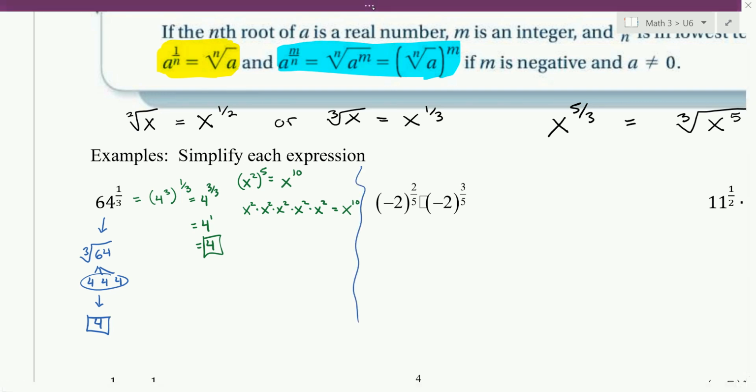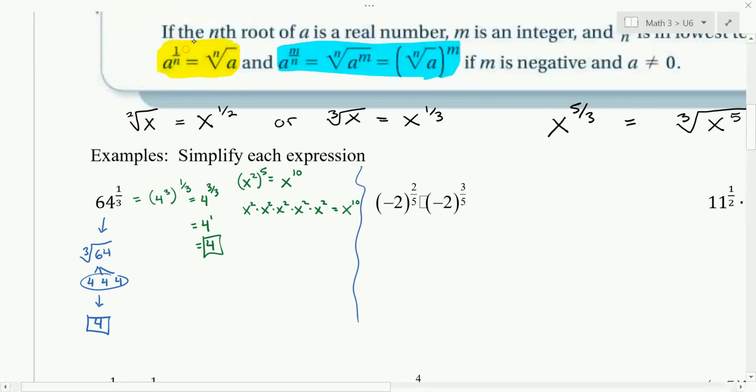Second problem here. We've got -2 to the 2/5, times another -2 to the 3/5. So the base is the same, -2 and -2. If we're working with exponents, how do you multiply two things together that have the same base? What do you do to the exponents? You add them. So that's what we can do here.